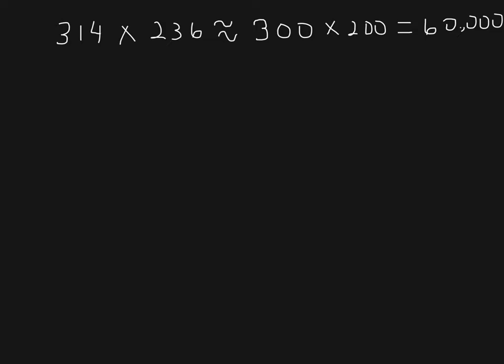Let's start off by multiplying 314 by 236. So in each problem that we do tonight and on the problem set tomorrow, the first thing I want you to do is round each of the factors to the greatest place. So 314 will round to 300, 236 will round to 200, and then we're going to multiply the rounded factors. 300 times 200 equals 60,000, because 3 times 2 equals 6, and 100 times 100 is 10,000, so we will have 6 10,000s.